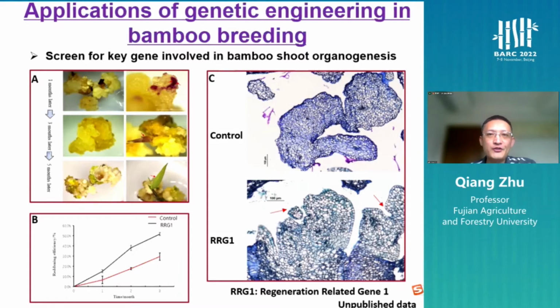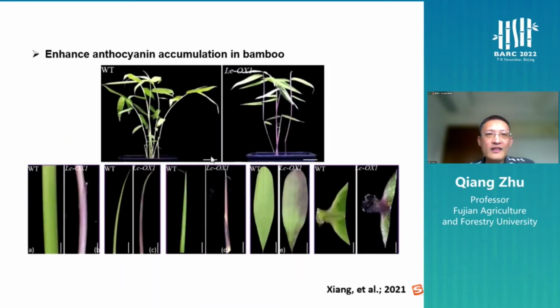First, we are very interested in bamboo organogenesis. By informatics analysis, we identified a number of genes that potentially work in this process. We got the transgenic lines and found that by overexpressing those genes, we can significantly improve the transformation efficiency and the regeneration efficiency. Another example is about horticulture trait improvement.